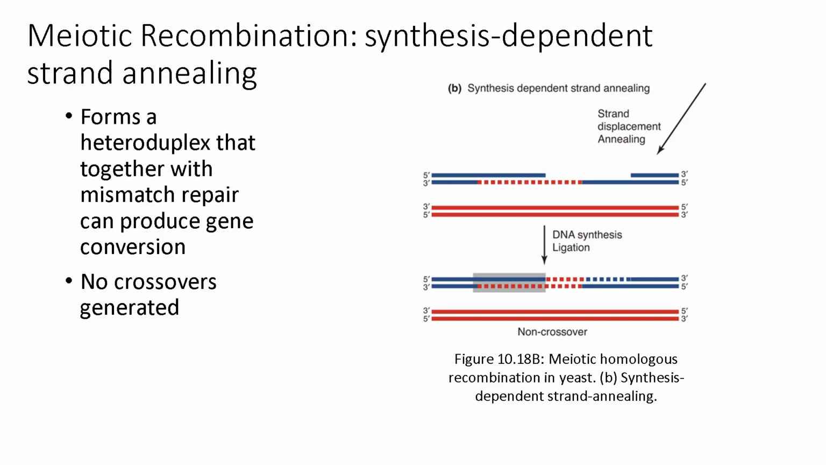These mismatches can be repaired in a way that causes gene conversion, effectively replacing one allele with the sequence from the homologous chromosome. Importantly, this mechanism does not produce crossover events, making it a conservative form of recombination during meiosis.